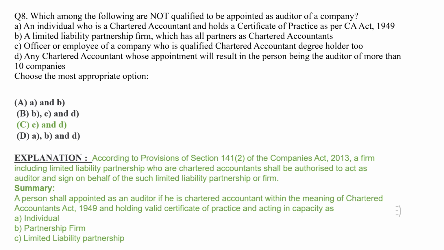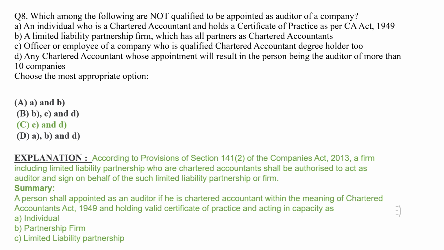Next one, which among the following are not qualified to be appointed as auditor of a company? So let us see the options. Option A is an individual who is a chartered accountant and holds a certificate of practice as per CA Act, that is Chartered Accountant Act 1949. Then B, a limited liability partnership firm which has all partners as chartered accountants. Option C is officer or employee of a company who is a qualified chartered accountant degree holder too, and option D is any chartered accountant whose appointment will result in the person being the auditor of more than 10 companies. So we have to choose the correct option.